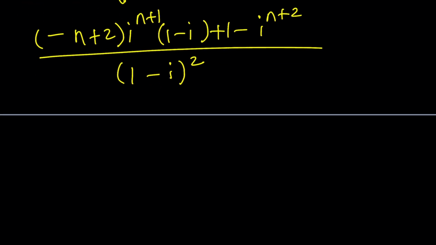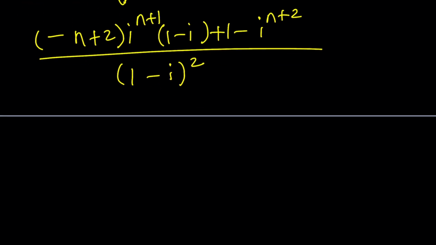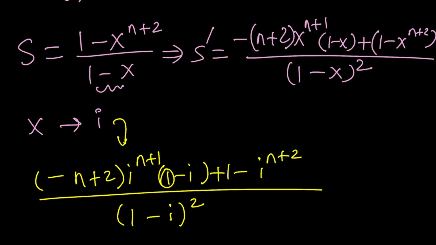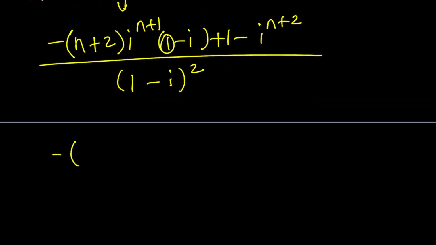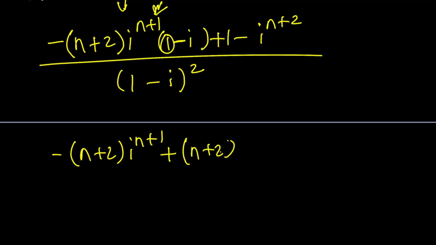Here's the thing. When you square this expression, let me go ahead and distribute this over 1 and minus i. When I distribute over 1, it should be, by the way, that minus sign should be outside, not like that. Here we go. And then when I distribute it, it's going to be negative n plus 2 multiplied by i to the power n plus 1 and multiply by negative i. That's going to give you plus n plus 2. And the power of i is just going to increase. That's going to be n.